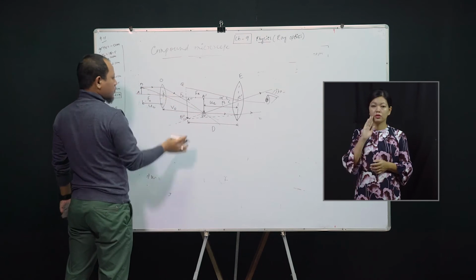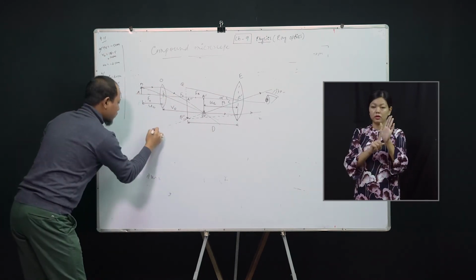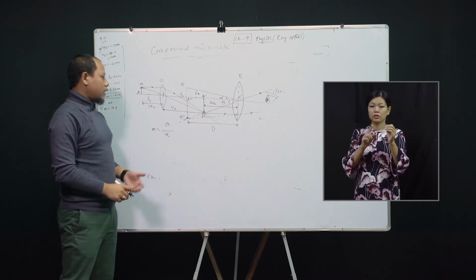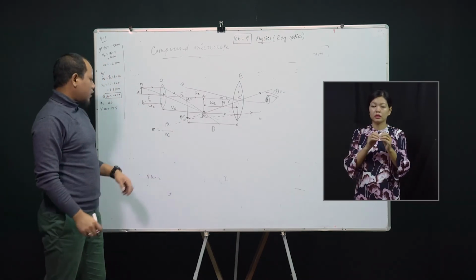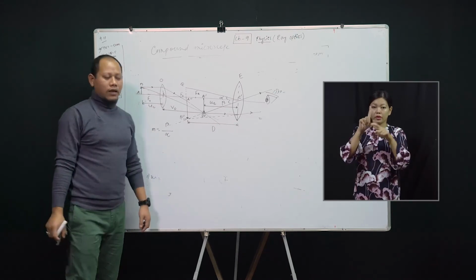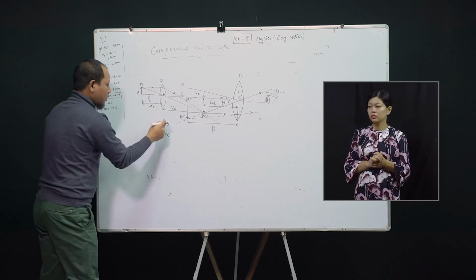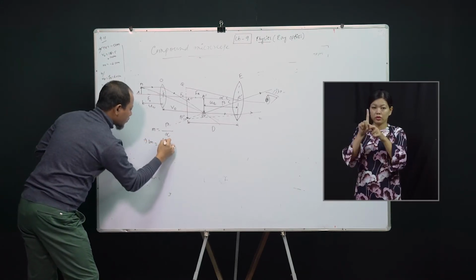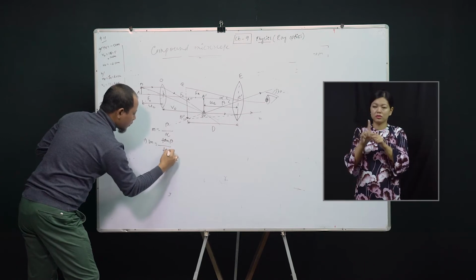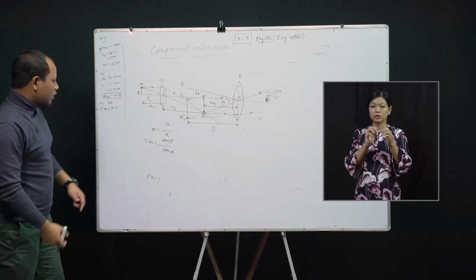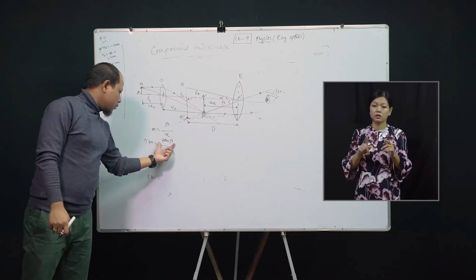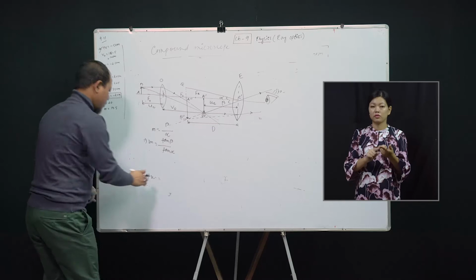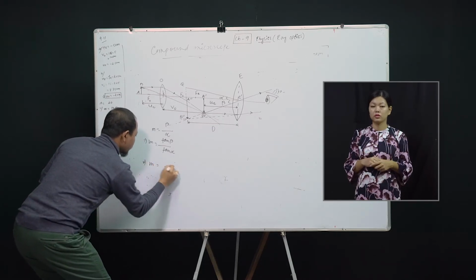Now we can write m equal to beta divided by alpha. What is beta? Beta is nothing but the angle subtended by the image at the eye, and alpha is the angle subtended by the object at the eye. Now, since beta and alpha are very small angles, I can write m equal to tan beta divided by tan alpha. Now we will put the value of tan beta as well as tan alpha from the diagram.